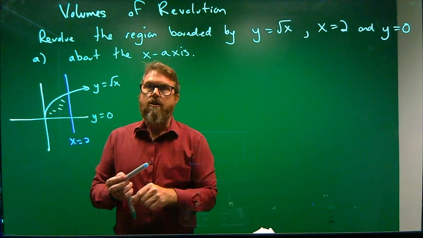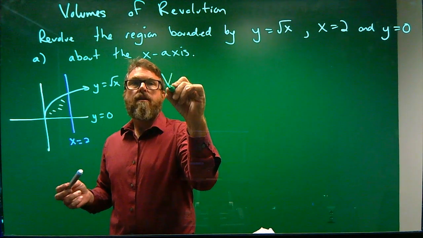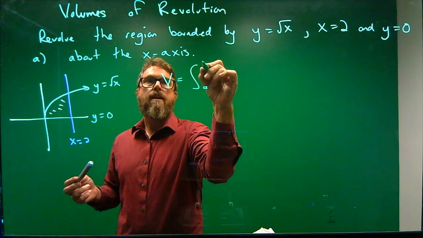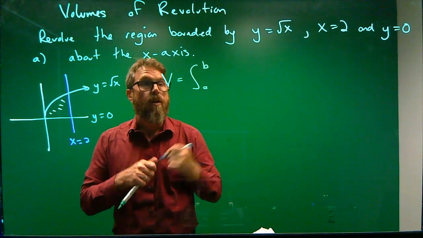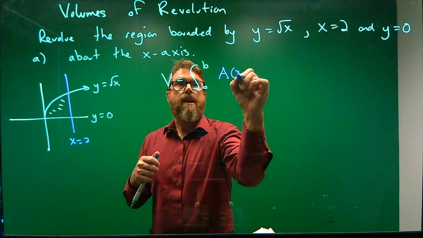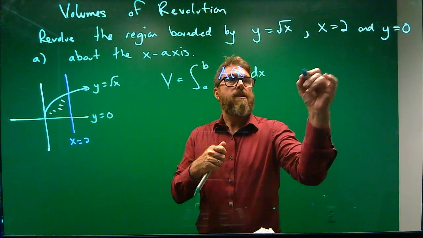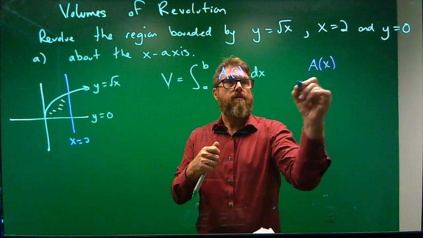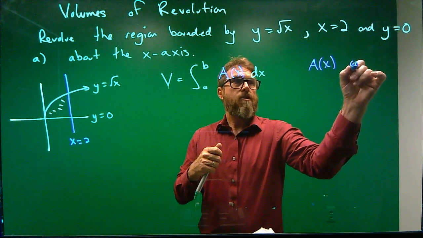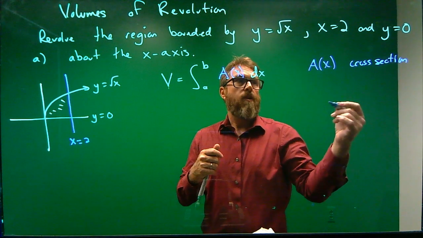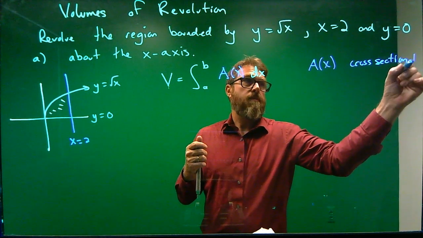So we're going to spin it around this way. What we know is that in order to find the volume, it is going to be calculated by the integral from a to b of some A of x dx, where A of x is the cross section. Really, it's the cross-sectional area is what we say.